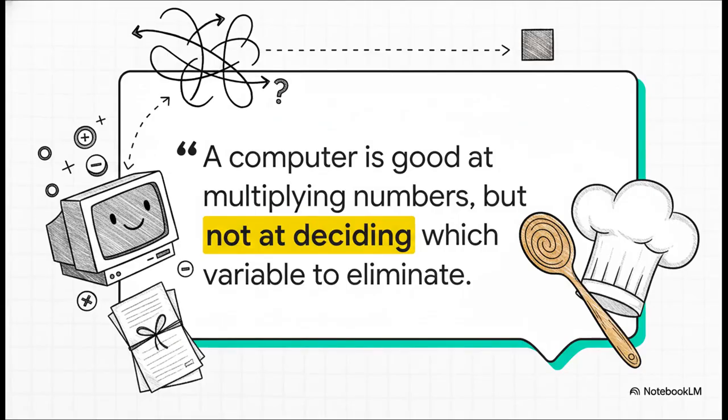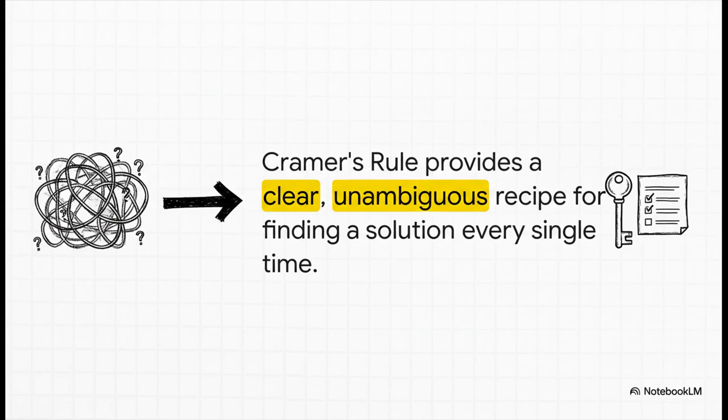I absolutely love this quote from the source material because it just gets to the heart of the matter. A computer, or a student, is great at following a recipe. It's not so great at making these strategic judgment calls in the middle of a complex problem. Cramer's rule is that perfect recipe. So the crucial point is this. The genius of Cramer's rule isn't just that it's fast, it's that it is reliable. It provides a clear, unambiguous, and powerful recipe for finding a solution every single time you use it. It turns what could be a confusing puzzle into a simple calculation.